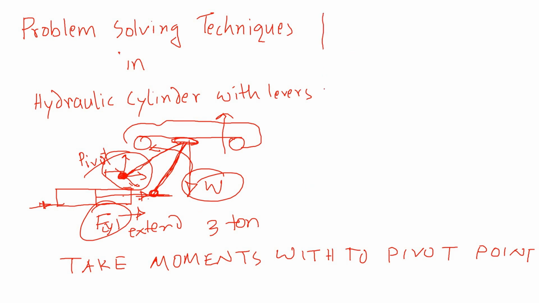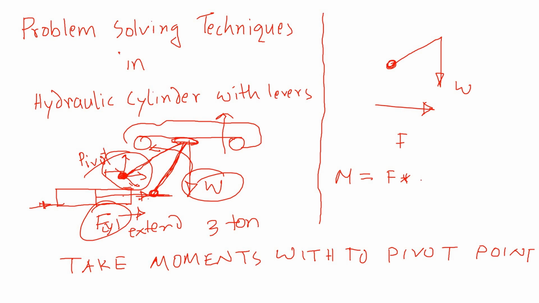Now, how do you take moments? There are two ways you can work on moments. If I redraw, it's kind of messy already. So we just redraw it as W, and then you've got a force here, and you're taking moments with respect to this point. The definition of moment is the force times the perpendicular distance, or shortest distance. So just calculate the shortest distance. In this case, this is my shortest distance.